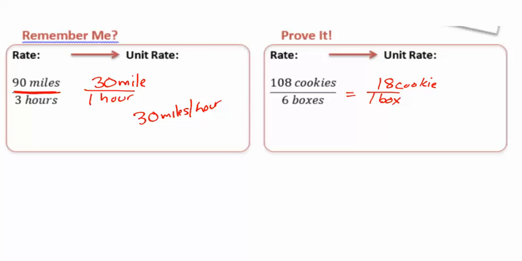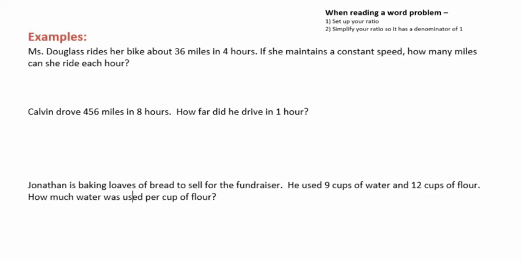Now let's move to some word problems where you're going to actually have to set up the ratio. So again, you're going to have to figure out the two things we're comparing. Miss Douglas, again, this is in your notes, rides her bike for about 36 miles in 4 hours. So let's stop there. That's our ratio, so let's set it up. 36 miles in 4 hours.